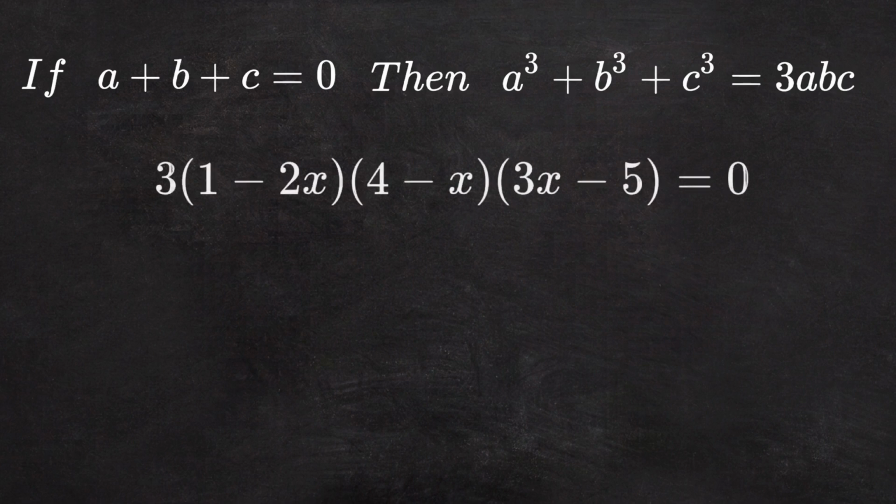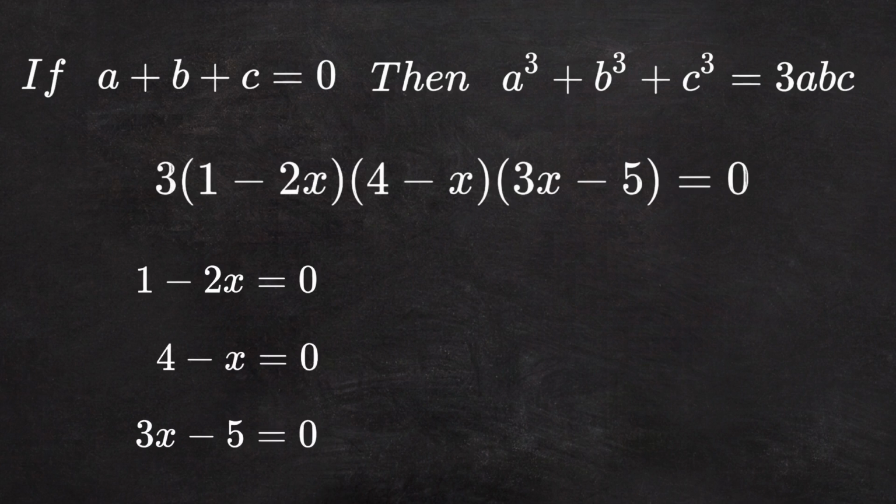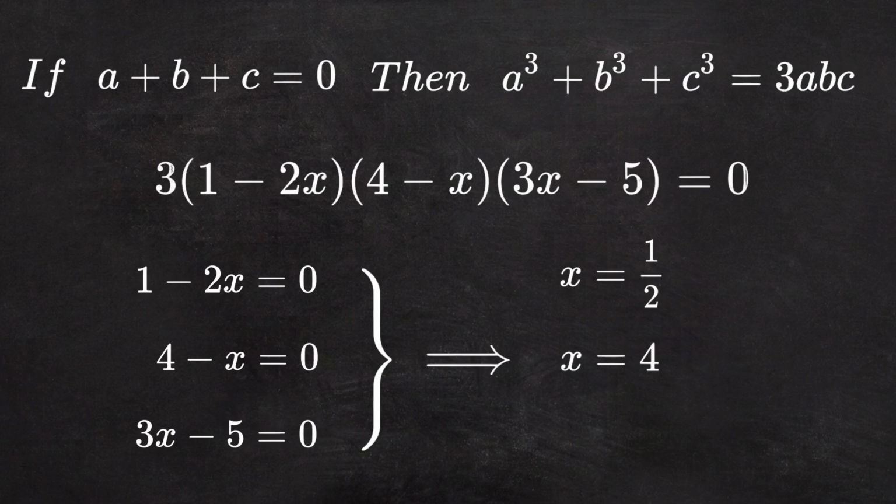Therefore, our equation reduces to this. This means that either 1 minus 2x is 0, 4 minus x is 0, or 3x minus 5 is 0. Consequently, the solutions are x equals 1/2, x equals 4, or x equals 5/3.